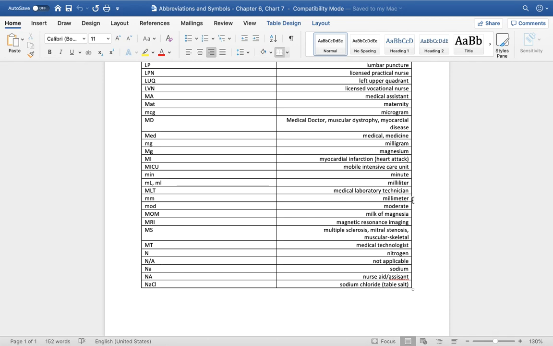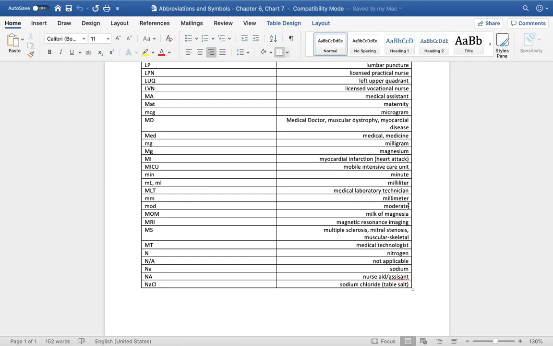MM, millimeter, this is a unit of measurement of length. Also centimeters, meters. Millimeters can measure how long an incision is or how big a lesion is in the body. It's not a huge measurement. It's very small, but it's still large enough that you can see it with your own eyes.